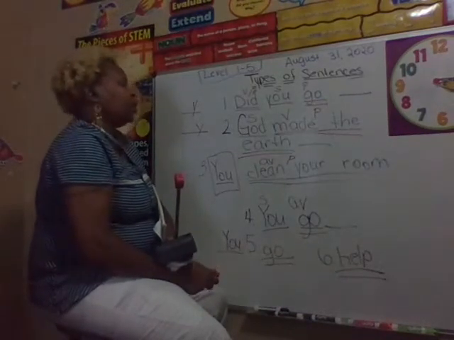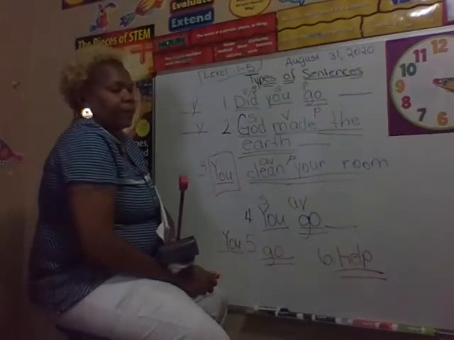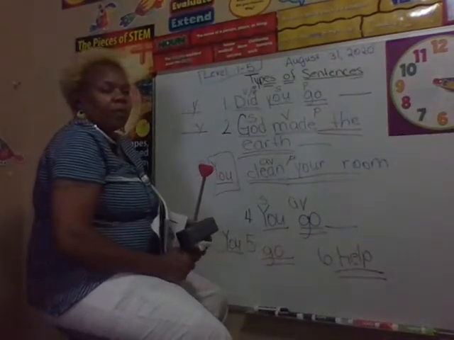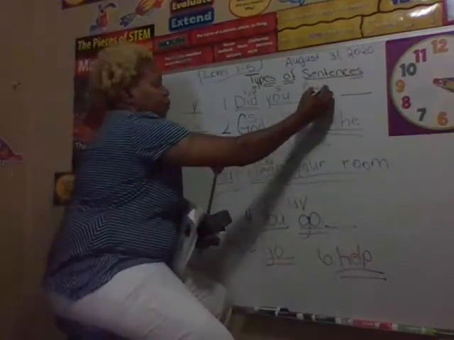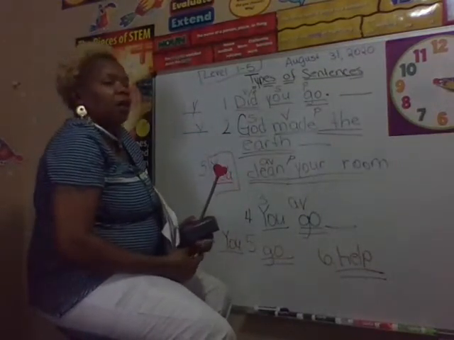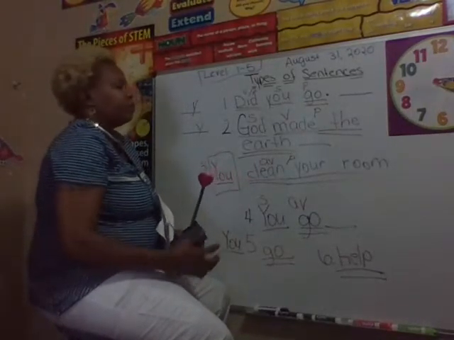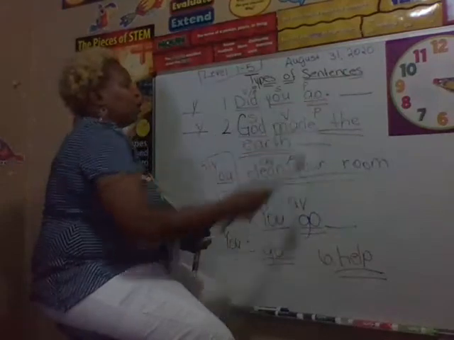What kind of sentence is it, and what kind of mark does it get at the end? Did you go? If you put a period at the end, you say a period. Okay, a period. Did you go?